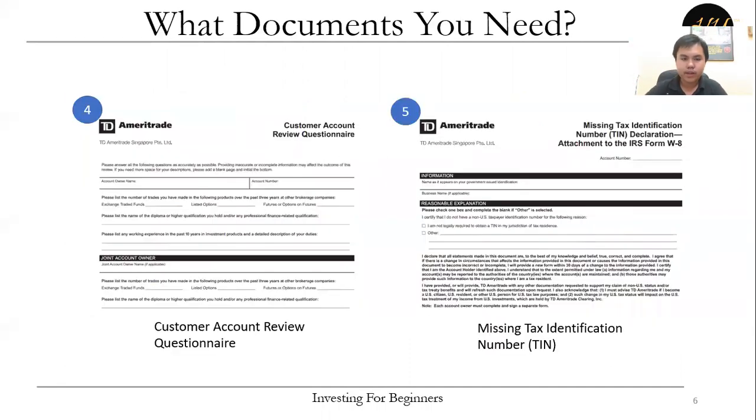All right. Now, these are the extra steps 4 and 5 which you need for TD Ameritrade. Number 4 is your customer account review questionnaire. Number 5 is only for students. If you're a student and you don't have any tax identification number, or if you are new to the workforce and you don't have any, then you have to fill up this form.